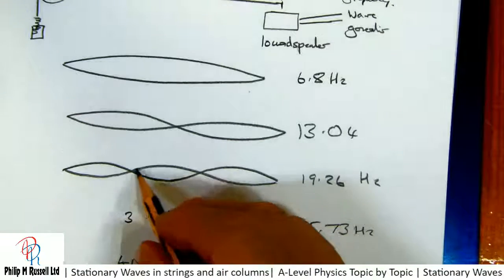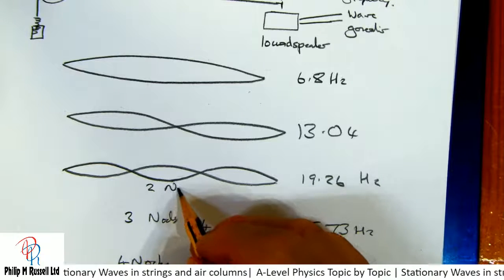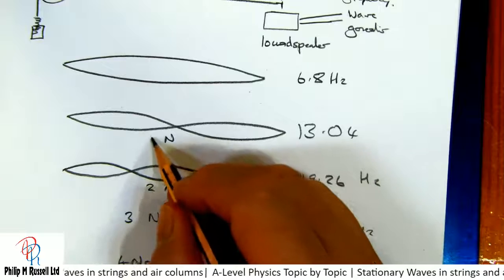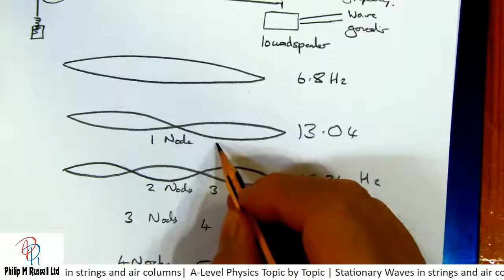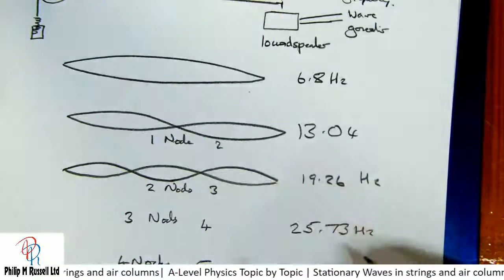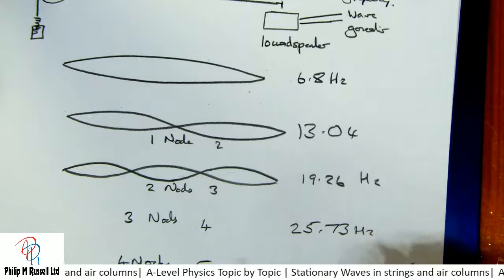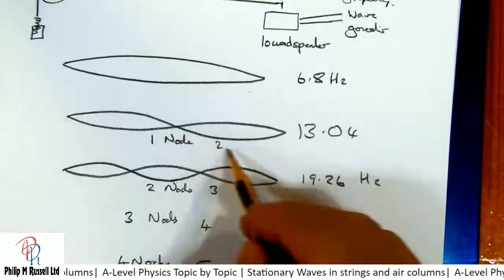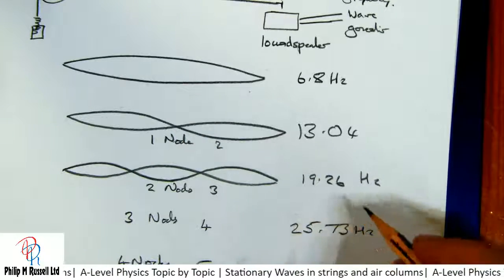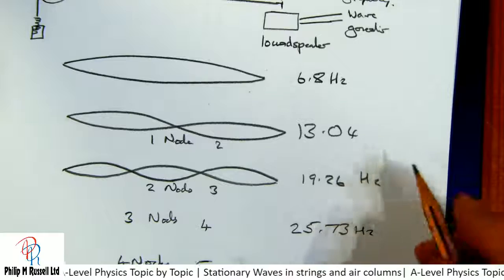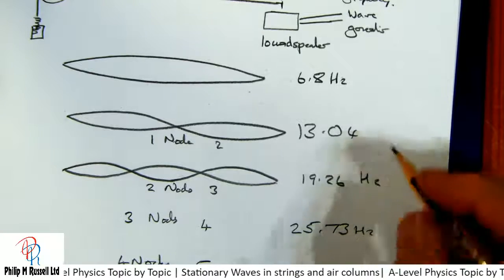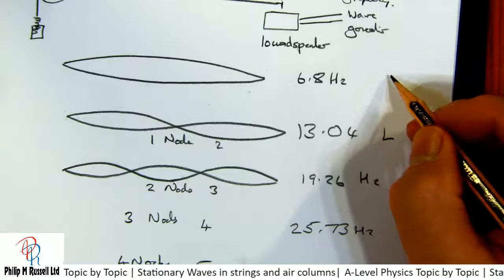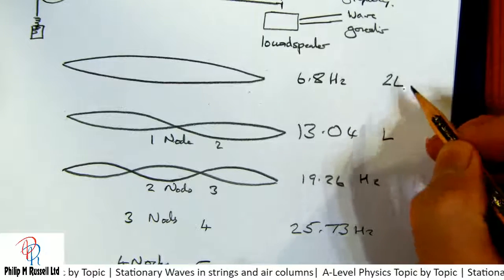So here we can see this one's 2 nodes, 3. There we are, we got our 1 node and 2. Right, so let's have a look. This here is the length of my wave here. So this is the wavelength of the wave, and I'm going to give that L. This one here is going to be twice the wavelength, that's going to be 2L.